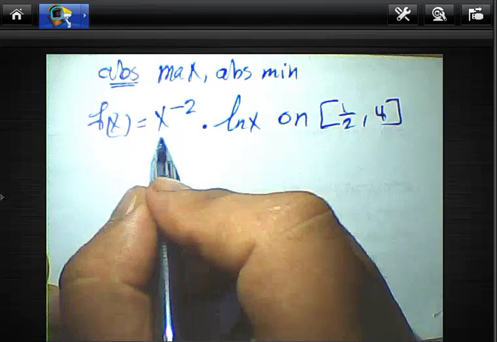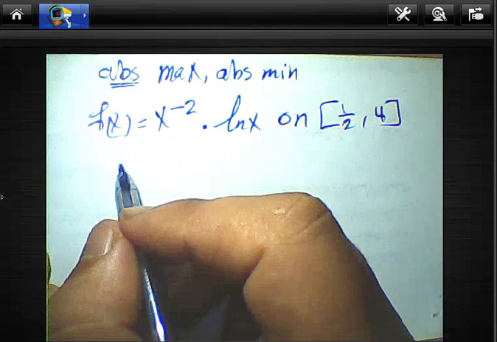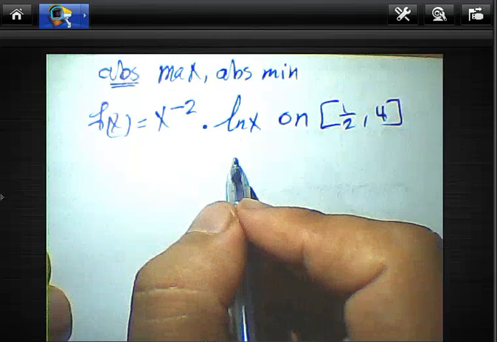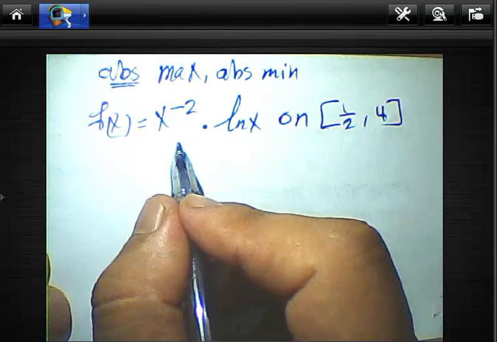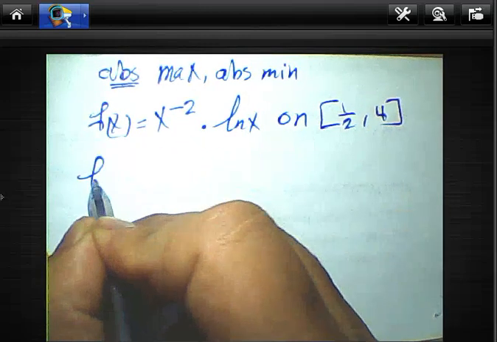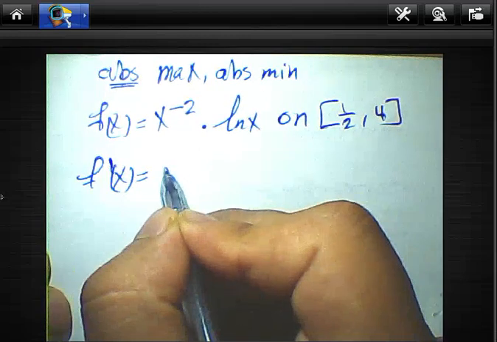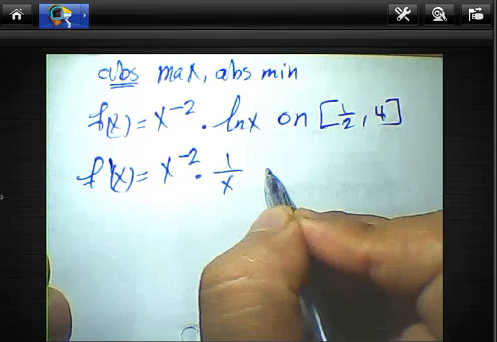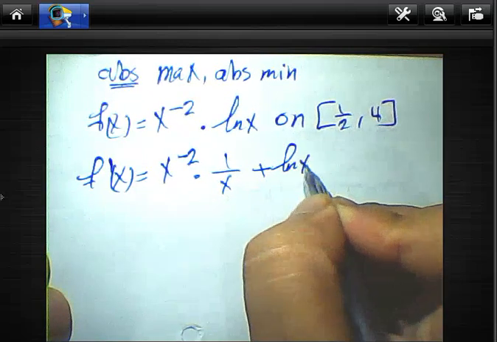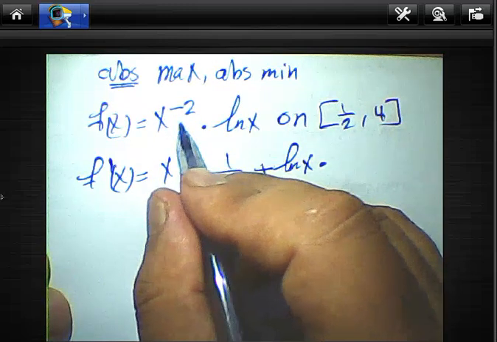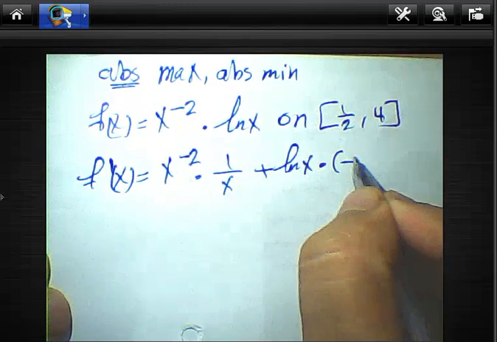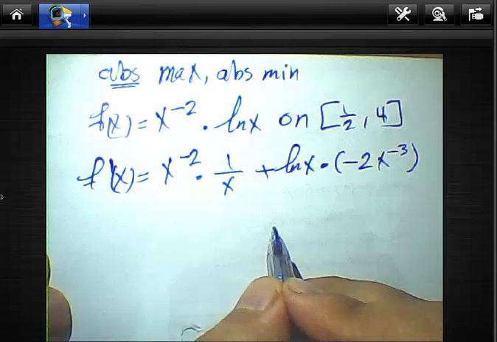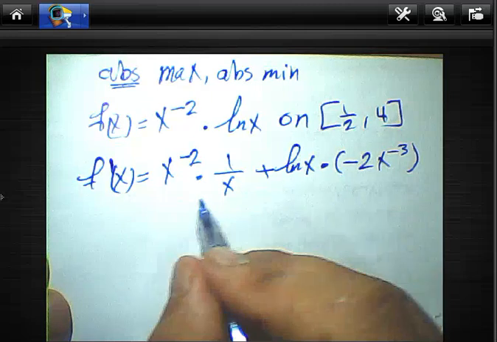First, we have the multiplication of two terms. We can find the derivative of a product of two functions: the first multiplied by the derivative of the second, plus the derivative of the first multiplied by the second. So we can write x to the power negative 2 multiplied by the derivative of ln of x, which is 1 over x, plus ln of x multiplied by the derivative of this term. We drop the power outside, negative 2 x, and subtract 1 from negative 2, which gives negative 3. Okay, so we can simplify this expression.